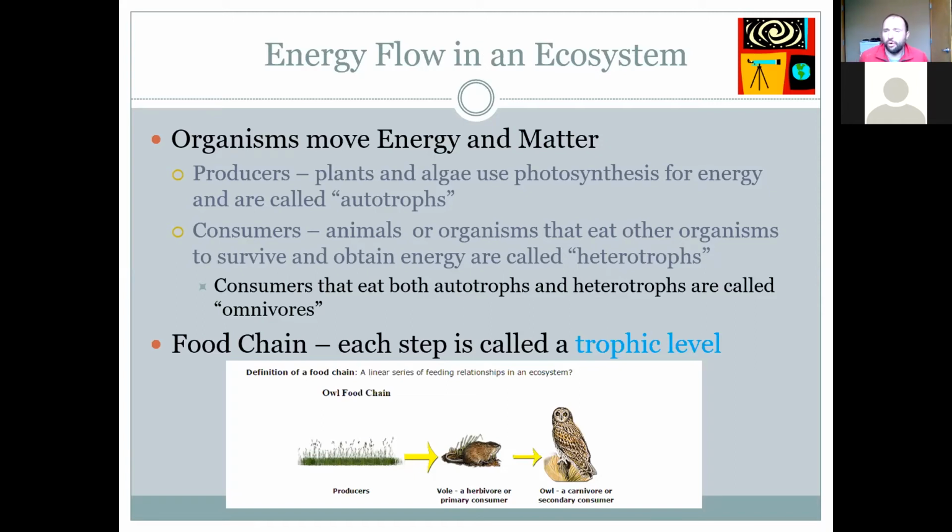So organisms move energy and move matter, right? When we talked about energy way back a few weeks ago, we talked about the fact that energy doesn't really disappear, and it doesn't just come out of thin air, right? It can't be created or destroyed. Energy just flows through a cycle. That same concept of energy applies to life, right? When we're talking about life, energy doesn't die off, and it doesn't come out of nowhere, right?